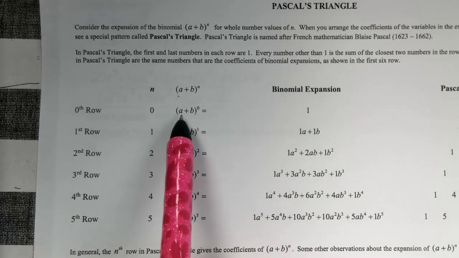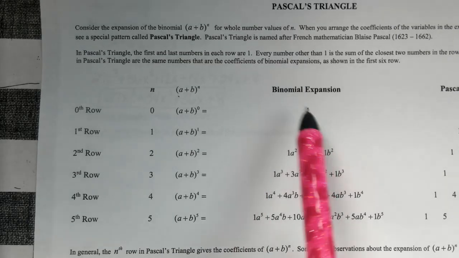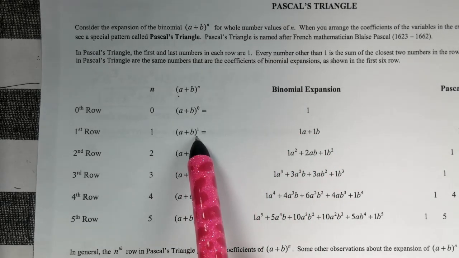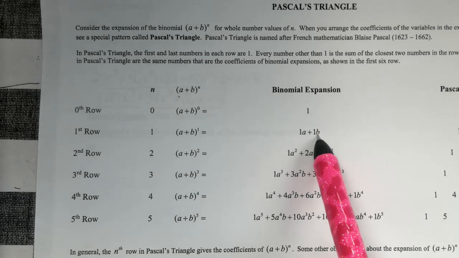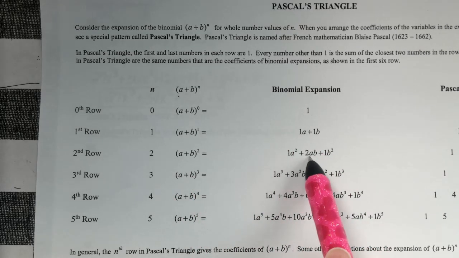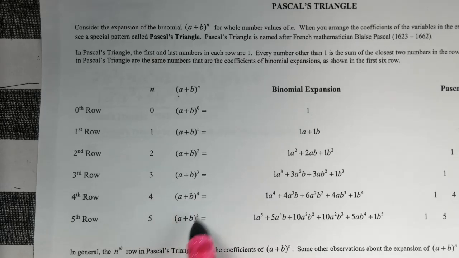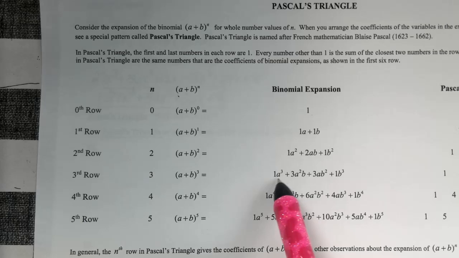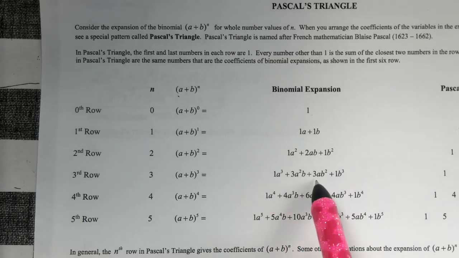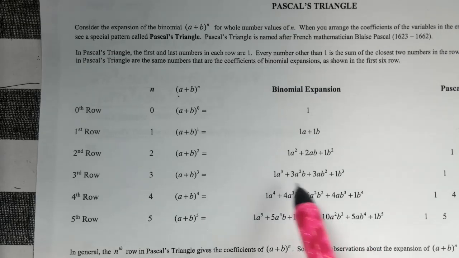So if we have a plus b to the 0 power, anything to the 0 power is always just 1. If we have a plus b to the first power, anything to the first power is itself. There's your a plus b. If we have a plus b squared, that is the a squared plus 2ab plus b squared that we had just talked about with the square of a binomial. Once we get to higher degrees, then the pattern continues to get larger. A plus b cubed gives you a cubed plus 3a squared b plus 3ab squared plus b cubed. And it goes onward. You can read each one.